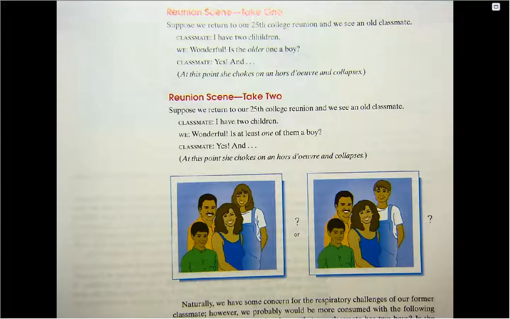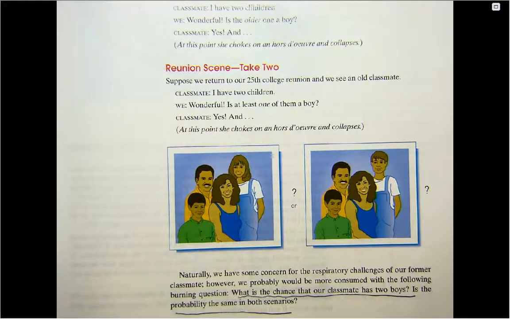Okay, what's the difference? Anybody catch the difference between the 2 scenarios? They're almost alike. Is the older one a boy versus is at least one of them a boy? That's right. So naturally, we have some concern for the respiratory challenges of our former classmate. However, we probably would be more consumed with the following burning question. What is the chance that our classmate has 2 boys? Is the probability the same in both scenarios? Well, let's go ahead and write those 2 scenarios down, and I'm going to ask you to predict what the probability is in the 2 scenarios.